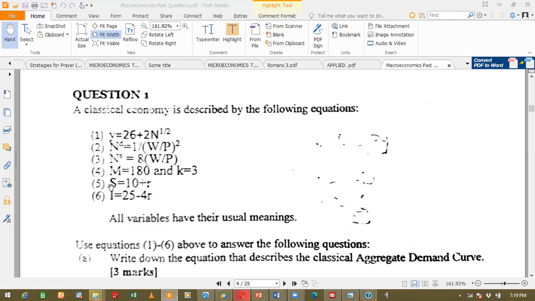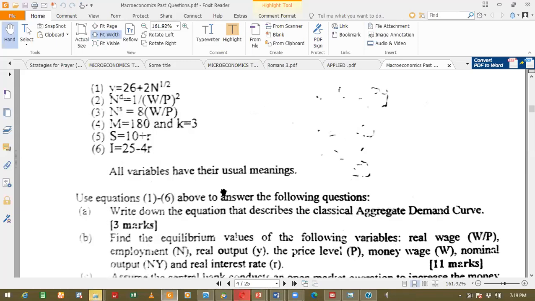S is equal to 10 plus R. Okay. I is equal to 25 minus 4R. Okay. All variables have their usual meanings. Good. So it means that if you don't know the meanings of the variables, no one is going to tell you here. They are just assuming that we know them. Okay, let's go to A. A. Write down the equation that describes the classical aggregate demand curve.